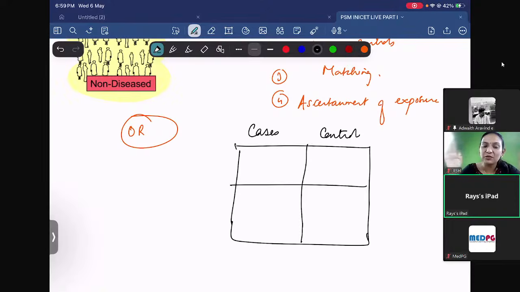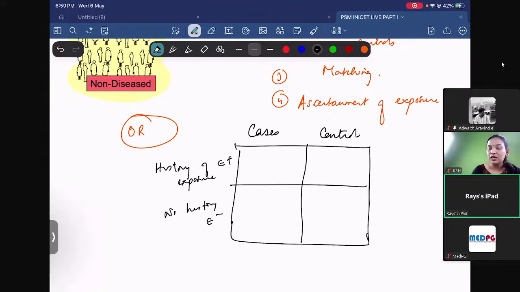In case of a case control study, who is diseased, that is what we know. That is the truth that we know. So that will always come on the top. So cases is there. Then you have controls, and on the side you write the history of exposure, right? And this is no history of exposure. So here you have exposed people, and here you have non-exposed people.